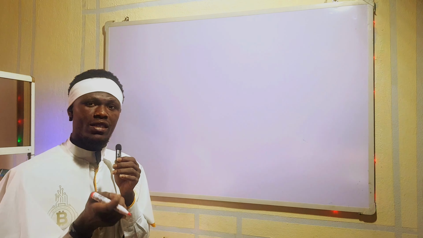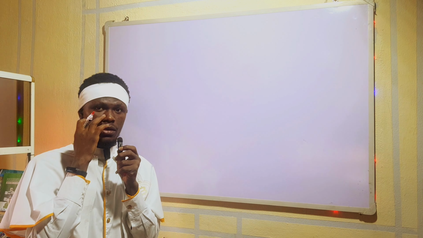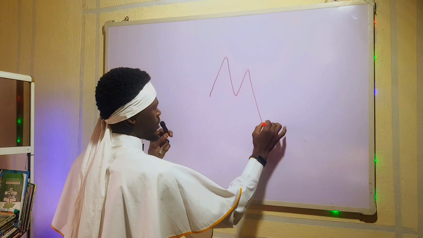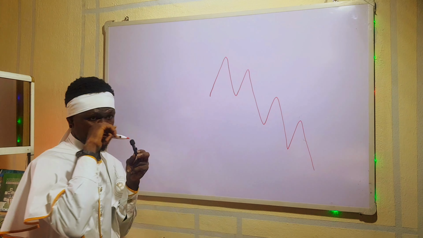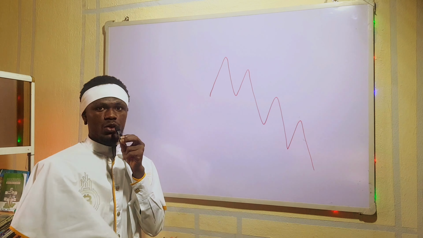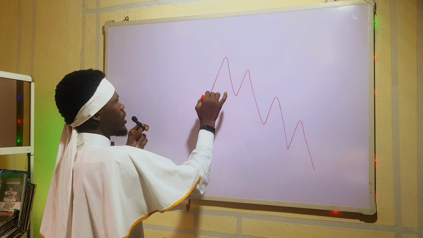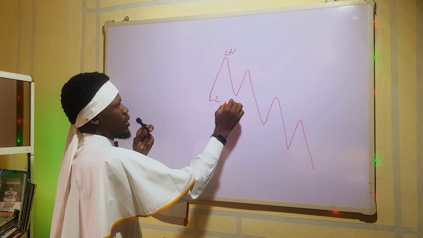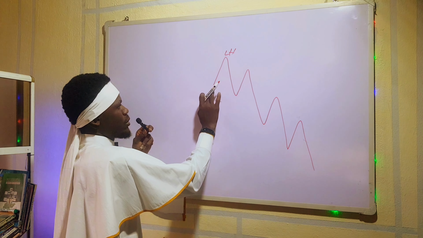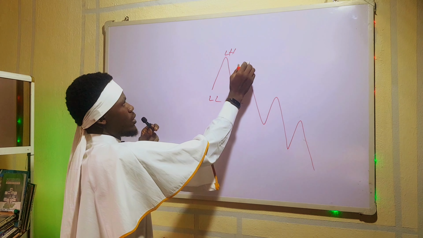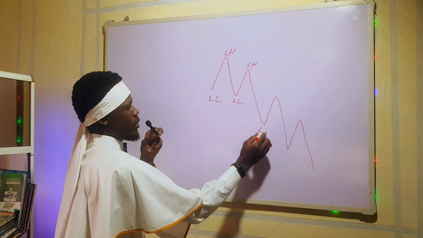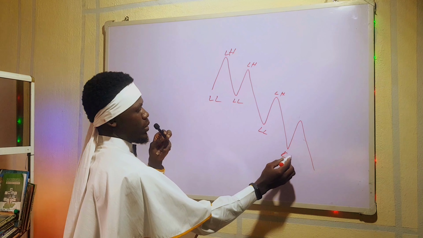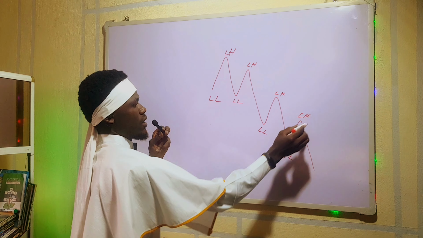There are three things you need to understand when it comes to market structure. Something like this. This is the downtrend with the lower low, lower high, lower low, lower low, lower high, lower low, lower high, lower low, lower high.